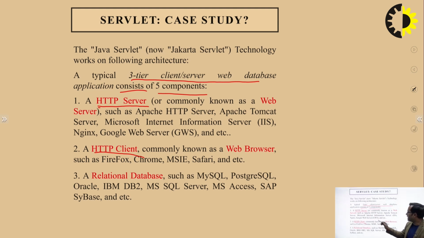So what is an HTTP server? First is the HTTP server, also known as the web server. For example, Apache HTTP Server, Apache Tomcat server, Microsoft Internet Information Server, and so on. And second, we require the HTTP client. We require a server to host the pages, and the HTTP client to initiate the request, commonly known as the web browser, such as Firefox, Chrome, etc. We also require relational databases such as MySQL, PostgreSQL, Oracle, and so on.